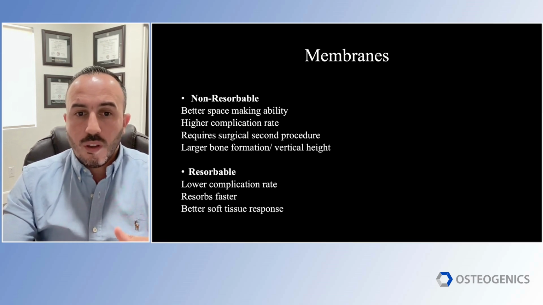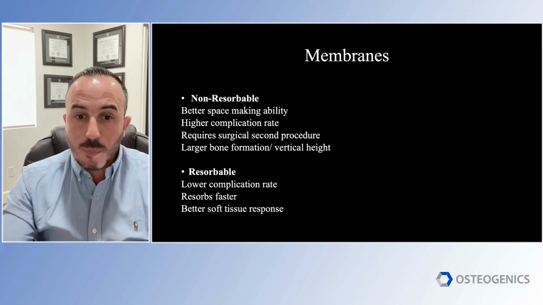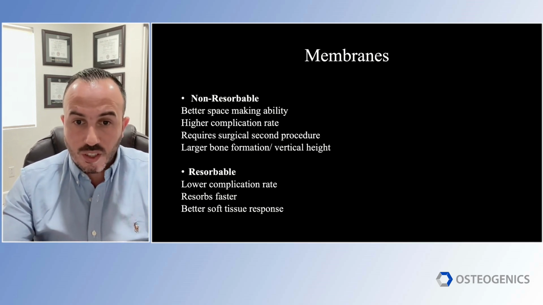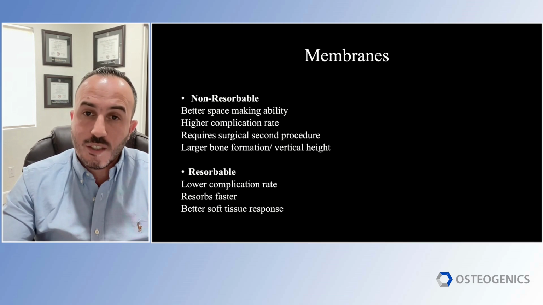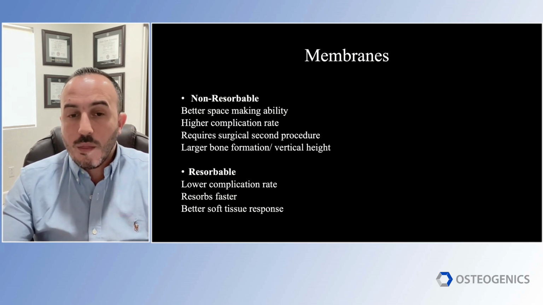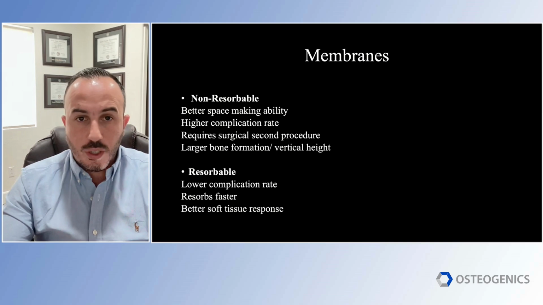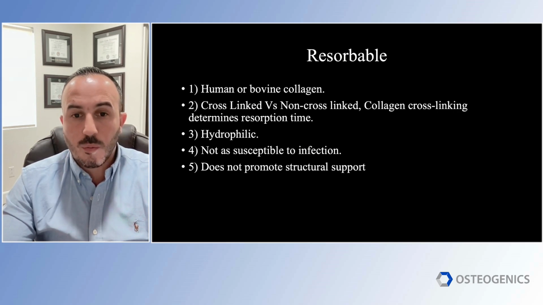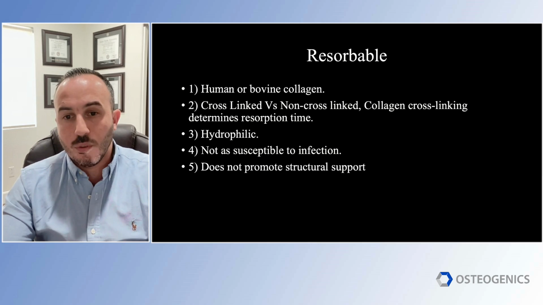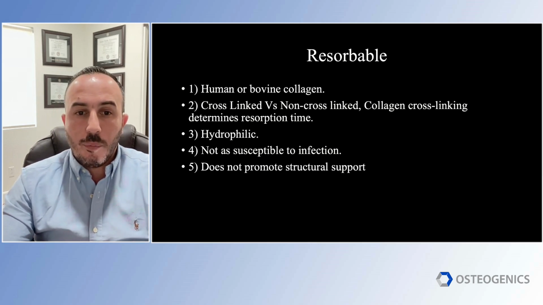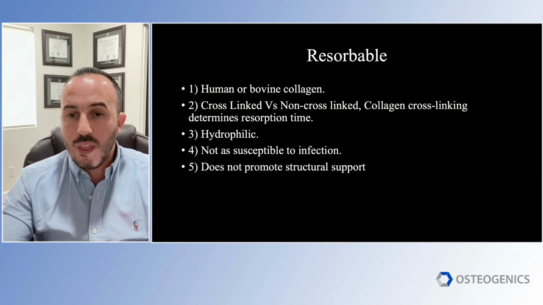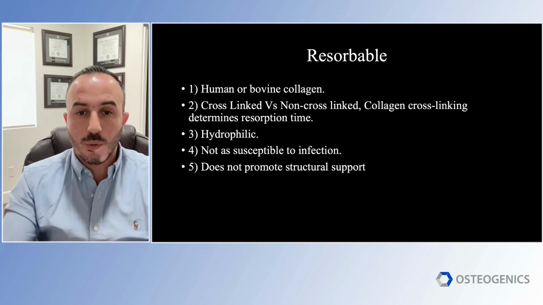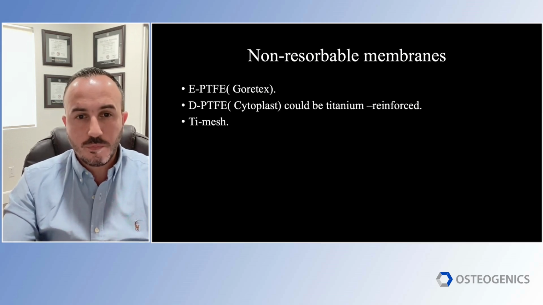The non-resorbable ones do a better job of maintaining space and achieving larger bone formation, especially in vertical height. They may have a higher complication rate, which we'll discuss, and they require a second surgical procedure. Meanwhile, the resorbable ones have a lower complication rate, they resorb faster, and they have better soft tissue response. But the problem is they do not promote structural support. And they can be cross-linked or non-cross-linked, and that cross-linking determines the resorption time of these membranes.